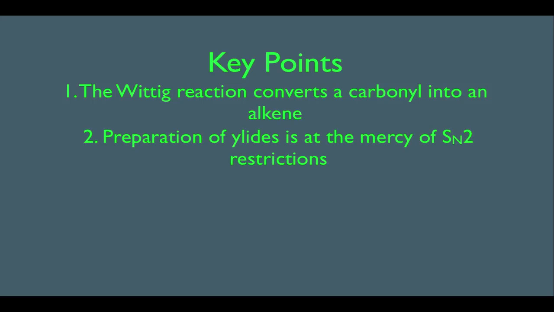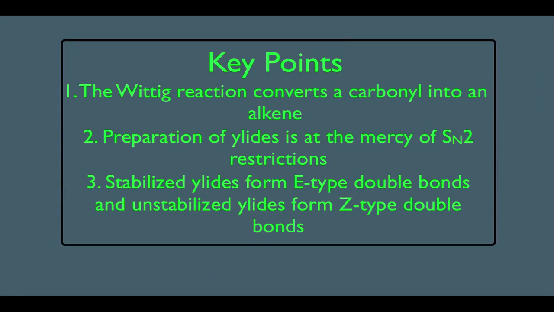Number two, preparation of ylides is at the mercy of SN2 restrictions. This is going to help us in synthesis. And number three here, stabilized ylides form E-type double bonds, and unstabilized ylides form Z-type double bonds. Remember, key point 1 says we're converting the carbonyl into an alkene. And if you remember from a previous online lecture, some alkenes come in E versions and Z versions.